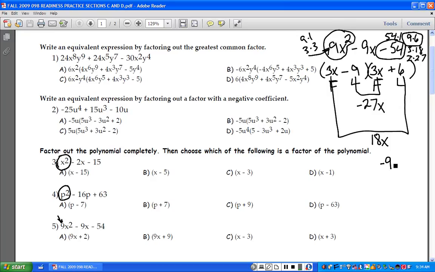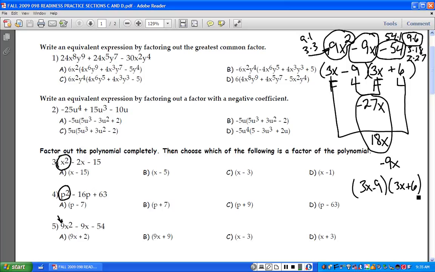You know what? Good thing this came up here. Let's look at this problem a little bit deeper. What I'm noticing is, back to what we were saying, when we combine these middle terms, we get negative 9x, which is what we were shooting for in the middle. So everything looks good. We have 3x minus 9 times 3x plus 6.